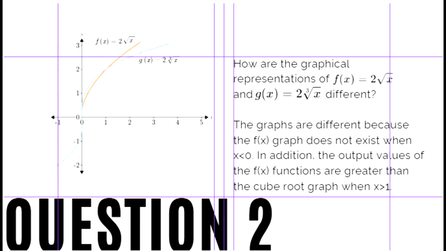Okay, the graphs are different because the graph of f(x), which is the orange line, does not exist when x is less than 0. It just stops there. It has an endpoint, okay? In addition, the output values of the f(x) function are greater than the cube root graph, so f(x) is winning until x is greater than 1. And then g(x) is winning until x is greater than 1, then f(x) is winning.